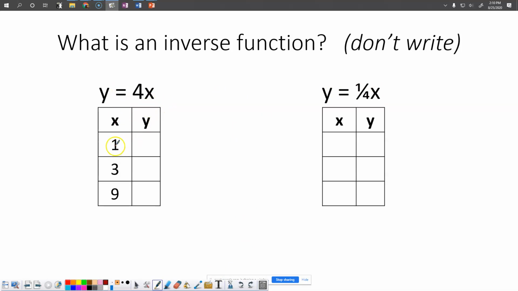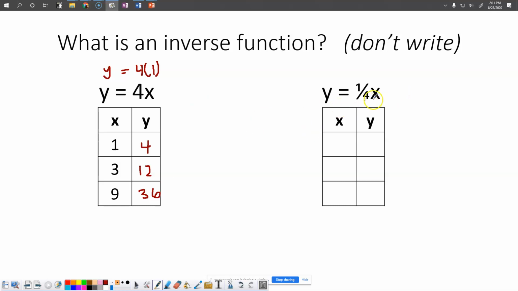All right. So if x equals 1, in other words, I'm going to plug 1 in for x here. What does y come out to be? It's 4, right? What if I plug in 3? 12. What if I plug in 9? 36.